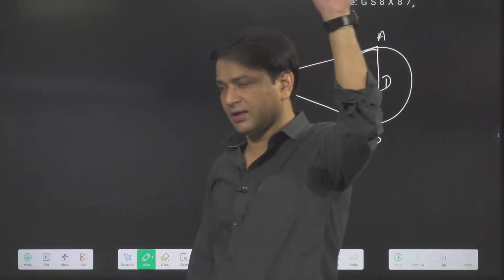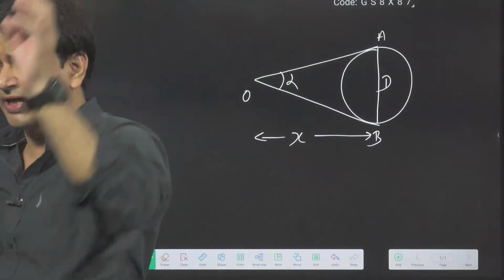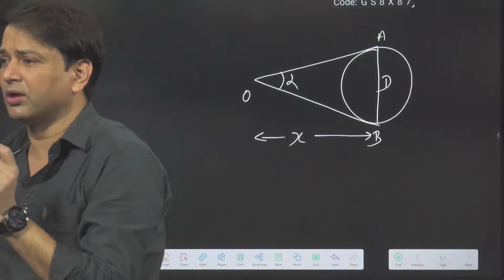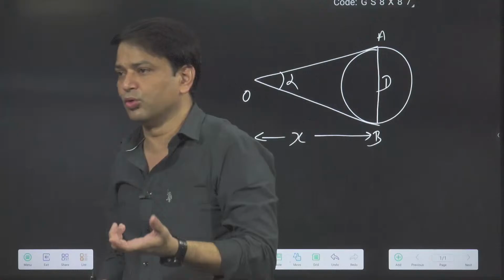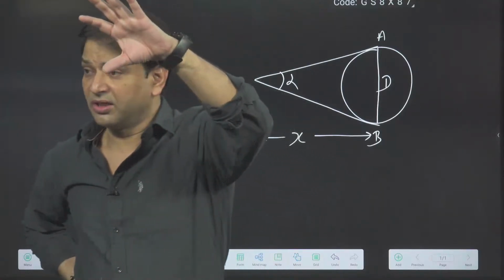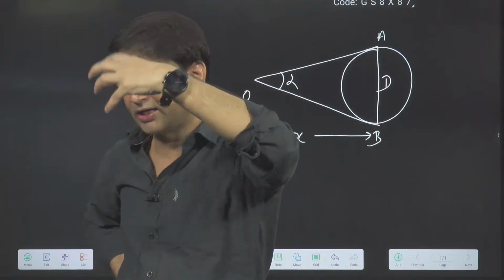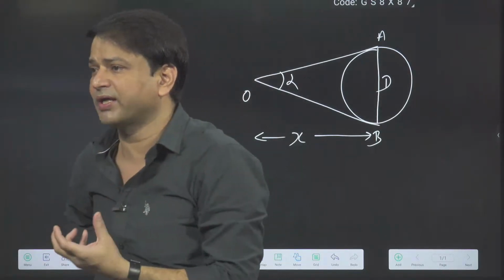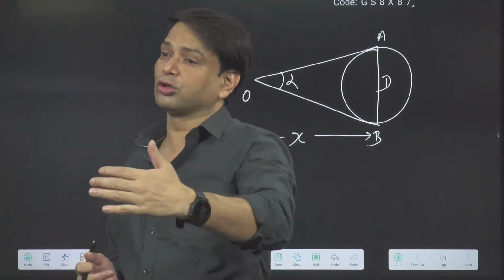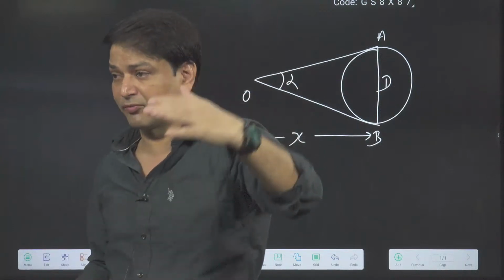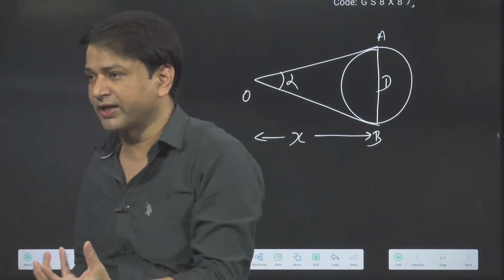Now, when the distance is large, what will happen? The angle will be small. Like if I'm talking about the moon, its diameter is large, but the moon is far from us, so it is making a small angle in our eye. When you are very close to the moon, it will subtend a large angle, but when you are far, it is making a small angle in the eye.